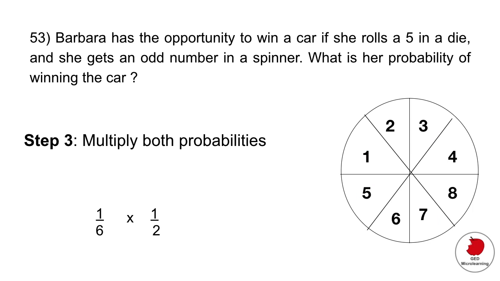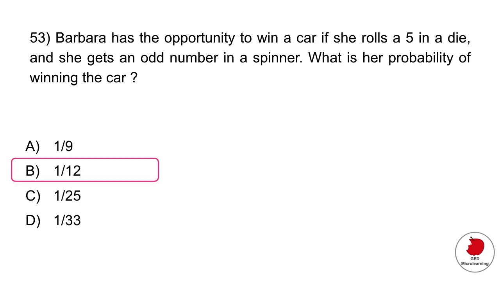And now step 3 is to multiply both of these probabilities to find the combined probability. All right, so you multiply across, so 1 times 1 on the top and 6 times 2 on the bottom. That gives you 1/12. Okay, so 1/12 is the probability of winning the car.